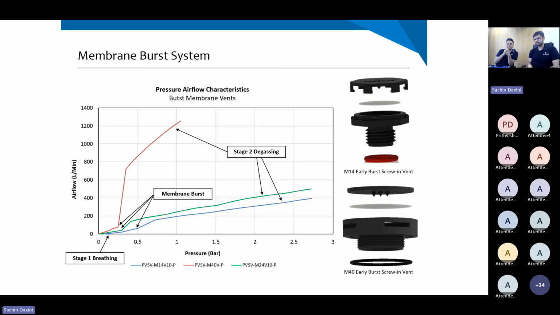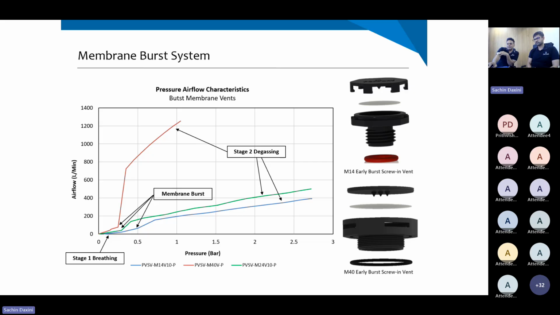So that is the membrane burst phenomenon in this particular category. On the right hand side, we have shown the typical configuration of the part in this category. The top one is the M14 screw vent and the bottom one is the M40 screw vent. It is important to note the cap design. In both the cap of M14 and M40, there is a pin feature. In M14, we can see one pin feature, while in case of M40, there are three pins in series. These pins are helping the membrane to burst.